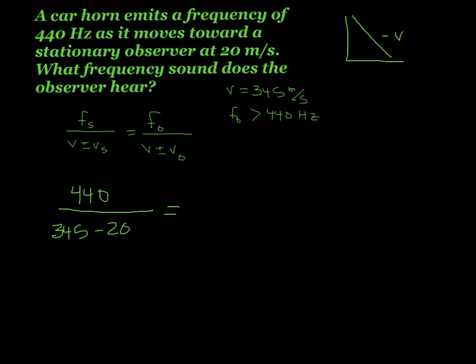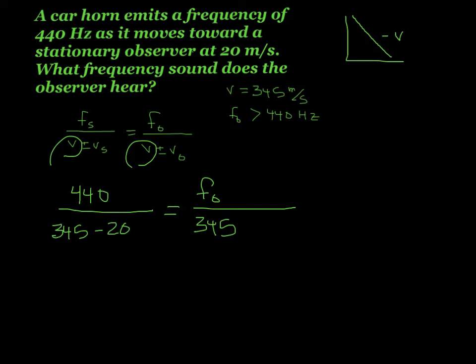And that's going to equal the frequency observed. We don't know that. That's what we're looking for. Divided by 345, the speed of sound. These v's are the speed of sound. Plain old v is the speed of sound. Now our observer is stationary, so we can add or subtract 0. You don't have to do anything. Okay, so there we go. We set it up. Go ahead and do the math.